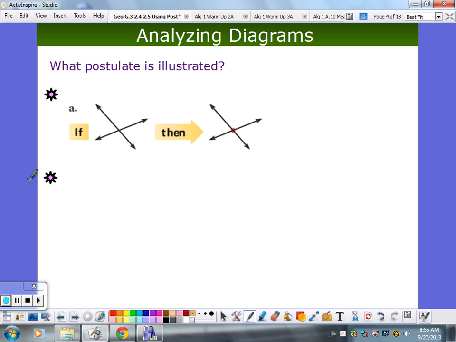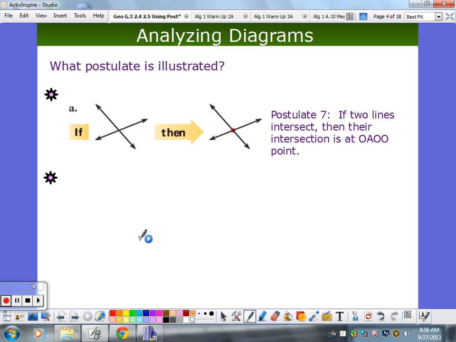So you have a list on your page here. Here's a diagram, 2 diagrams. Which postulate do you think this is? Nathan, what do you think? Postulate 7, 2 lines intersect, then their intersection is exactly 1 and only 1 point. Good. So I see 2 lines intersecting, and I see that point of intersection. So I'm reading that diagram and figuring it out.